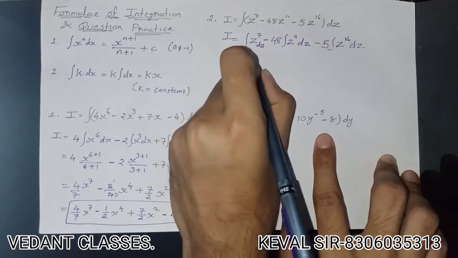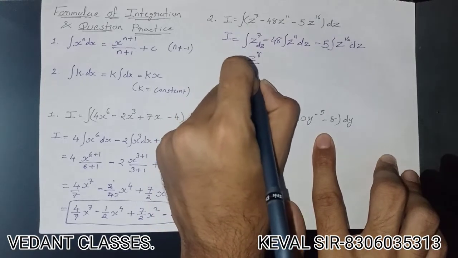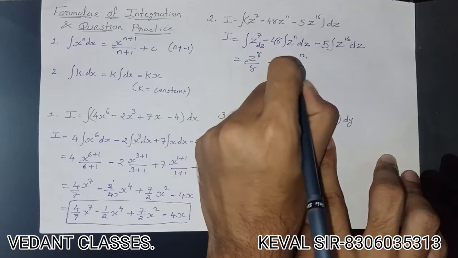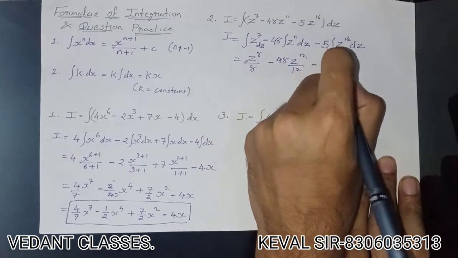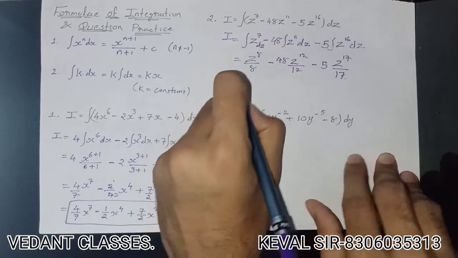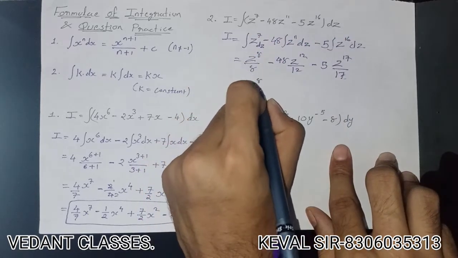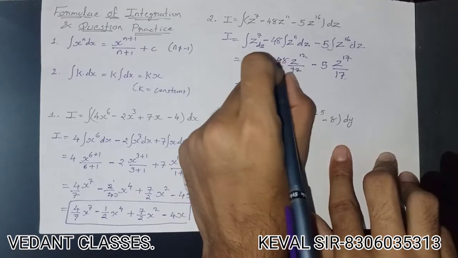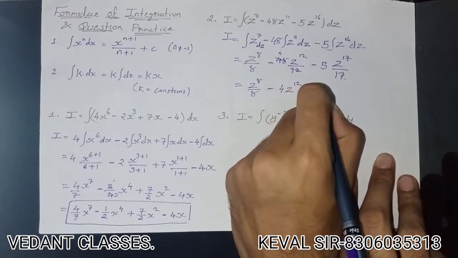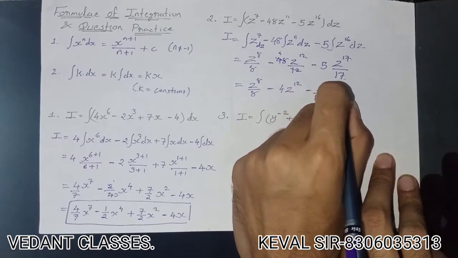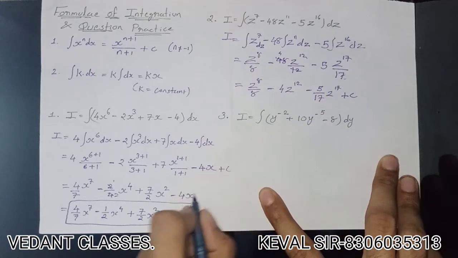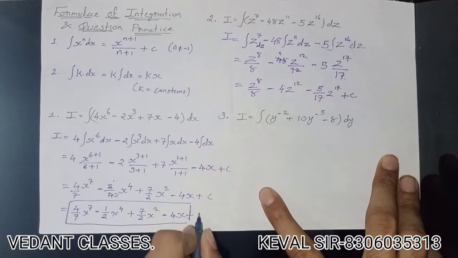So I am writing directly, z raised to 8 upon 8, minus 48 times z raised to 12 upon 12, minus 5 times z raised to 17 upon 17. You just need to add one to the power and write it in the denominator. So this will be z raised to 8 upon 8, minus, this will be 4, so minus 4 z raised to 12, minus 5 by 17 z raised to 17 plus c. You need to write plus c every time whenever you take the integration. Plus c.